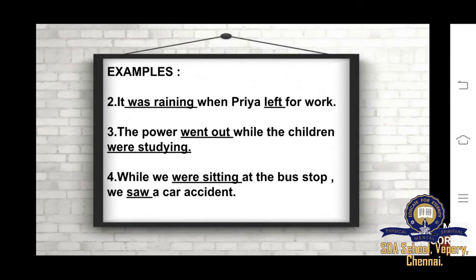Here are a few more sentences. It was raining when Priya left for work, so she had to take an umbrella with her. Third one, the power went out while the children were studying. Here we mention the continuous action second, the children were studying, and the finished action first, the power went out. Fourth one, while we were sitting at the bus stop, we saw a car accident.